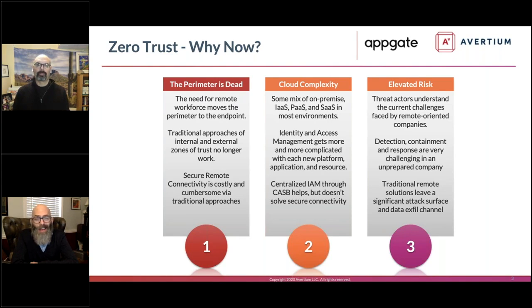And the other thing is the bad guys know all that, right? So the bad guys understand that our users are working from anywhere. They understand that organizations struggle with information governance and have architected flat networks that really make detection and containment very difficult, and they're leveraging that. So they're using that to great effect.